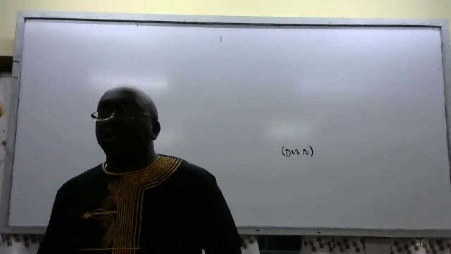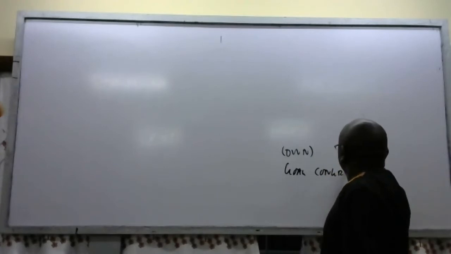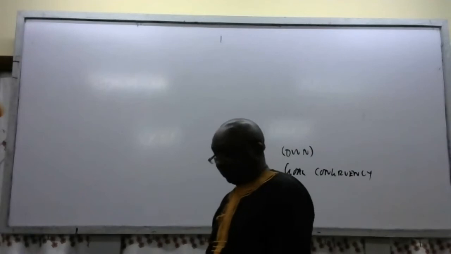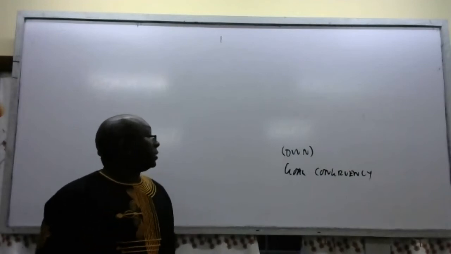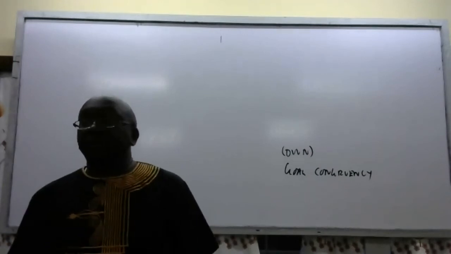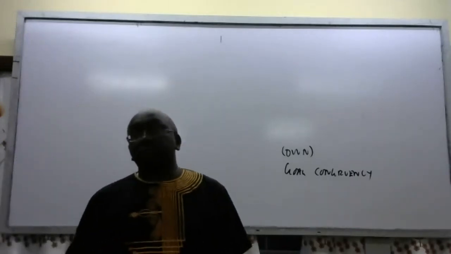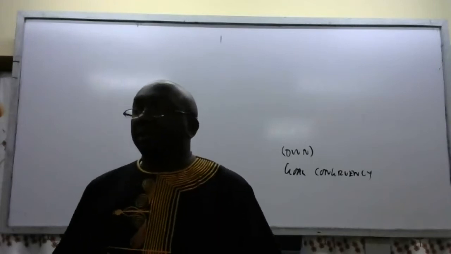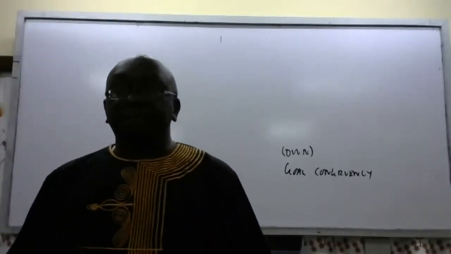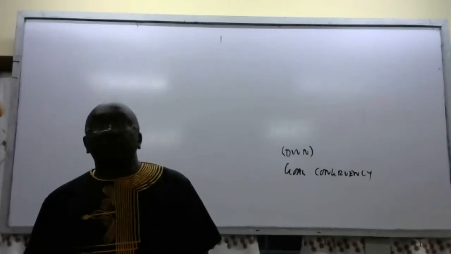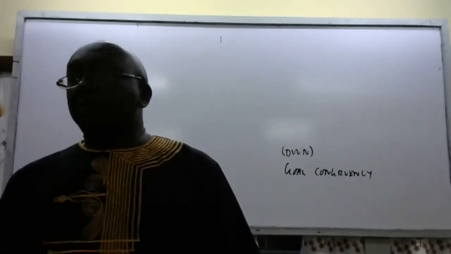So number one is called goal congruency. Next, performance measurements. Next, divisional autonomy. And the other one is legal compliances.